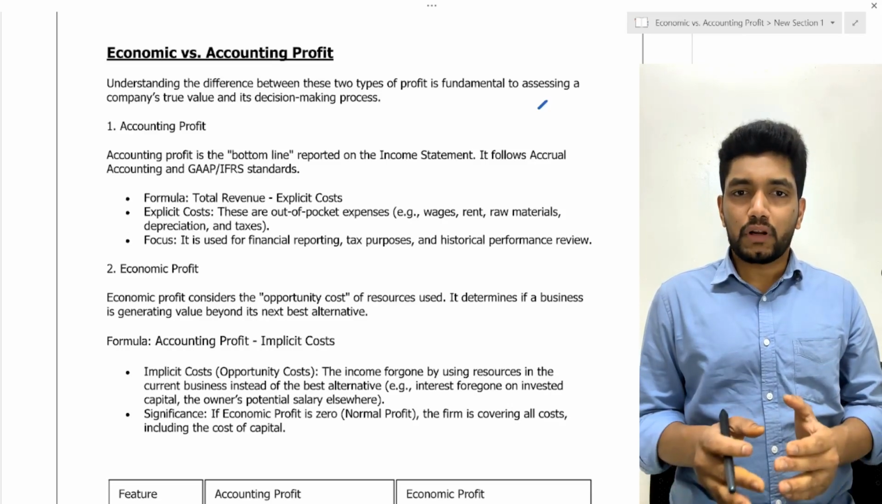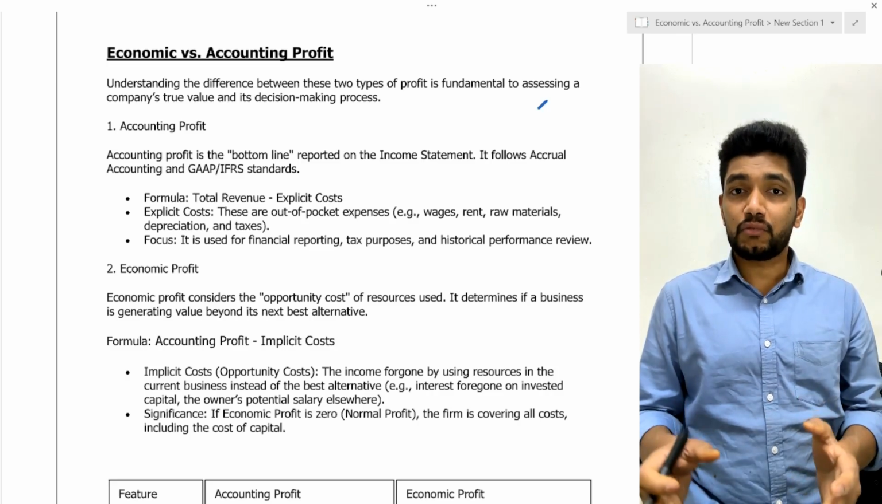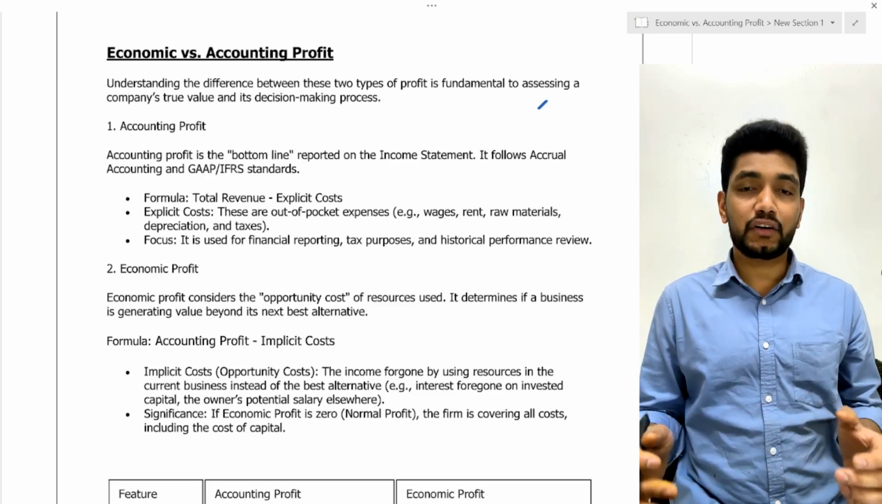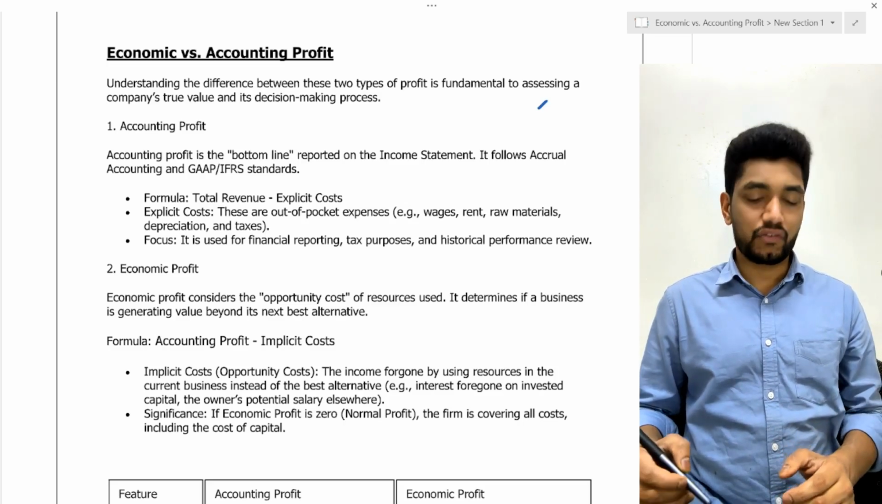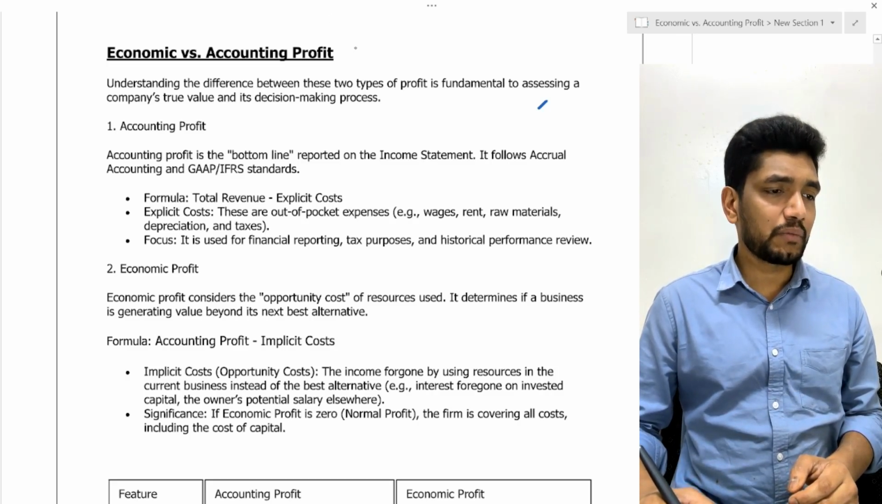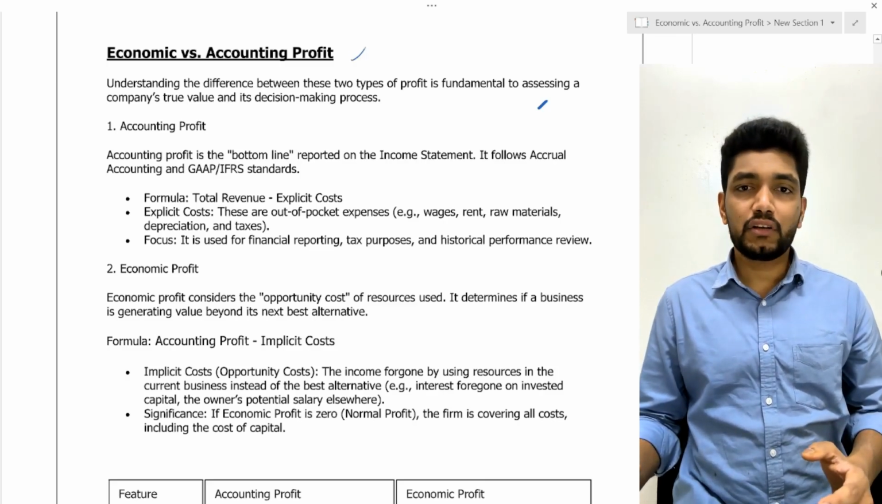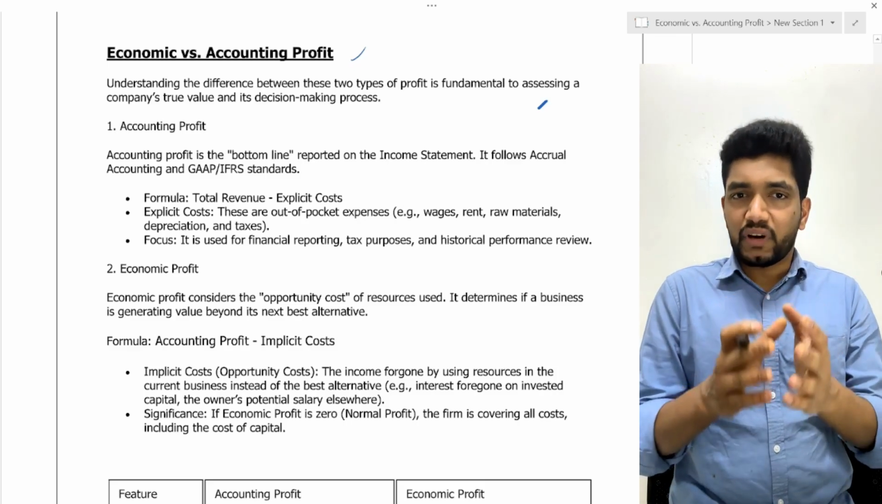In this tutorial, we are going to cover some concepts and terminologies related to financial statement analysis. The first thing is economic versus accounting profit. So what is economic profit and what is accounting profit? These are two concepts actually.